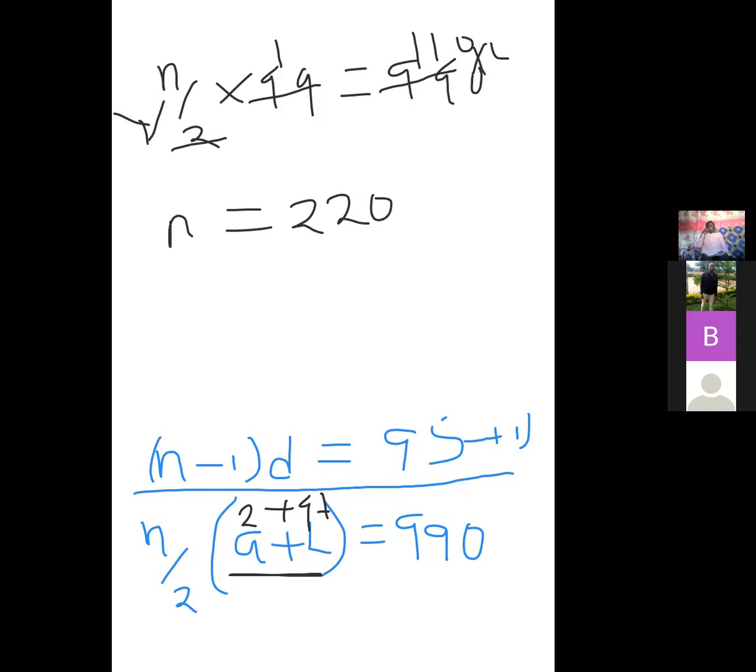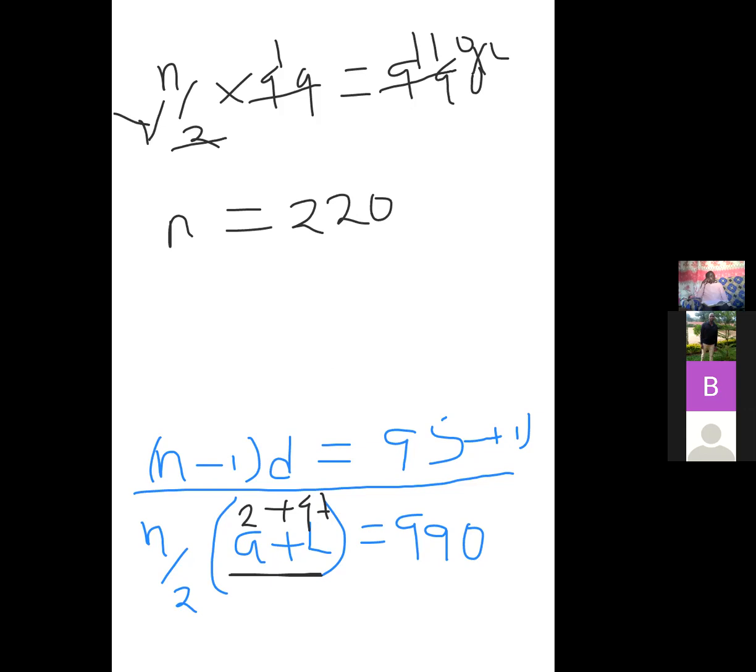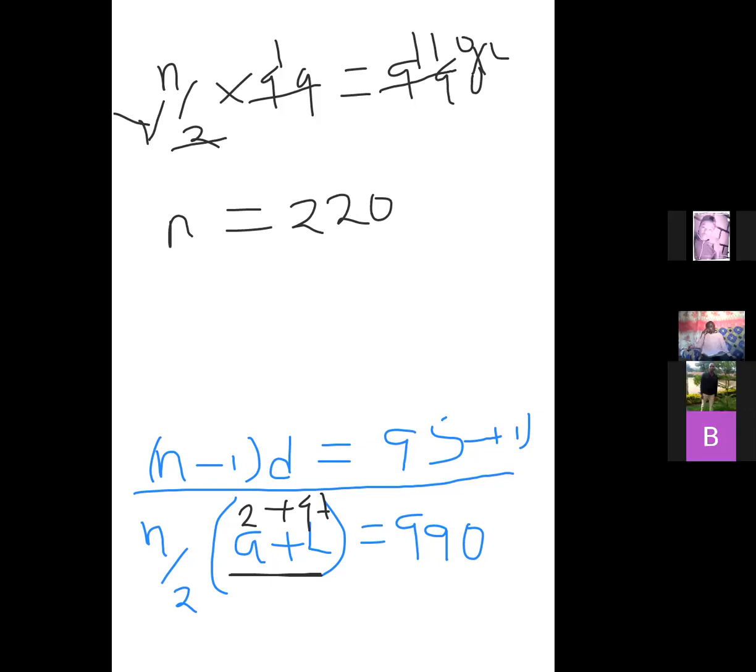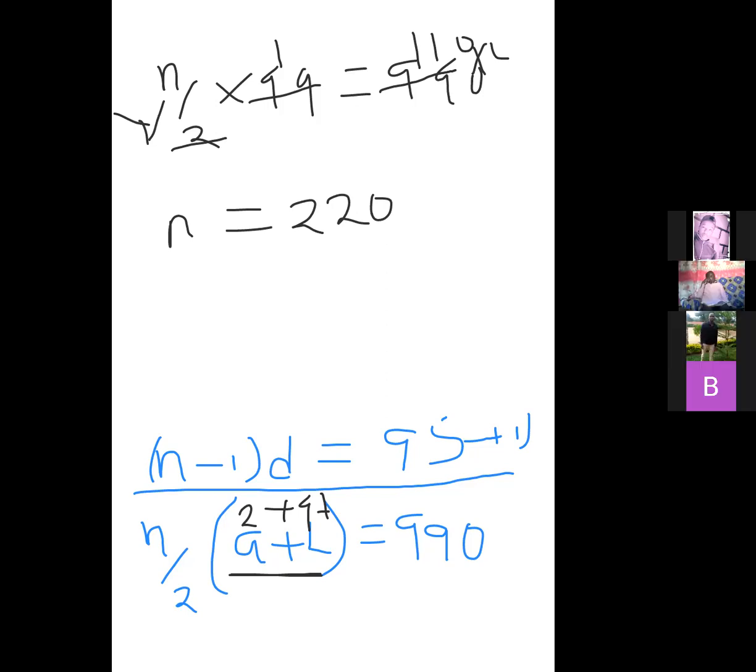Now we can get our d if we have our n. You have divided 990 by 99, it is 10. It is 10. Our n is 20, isn't it?